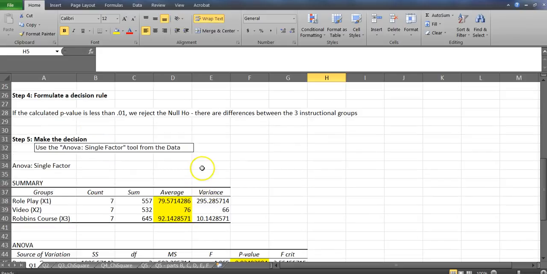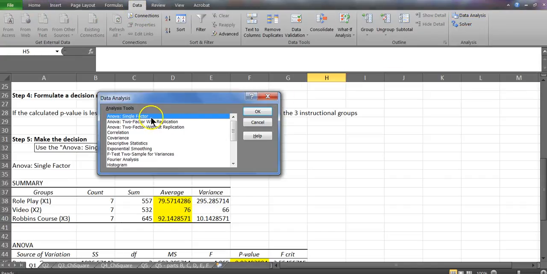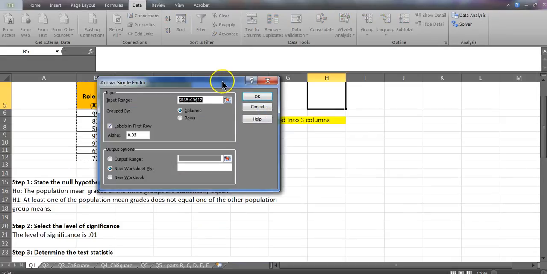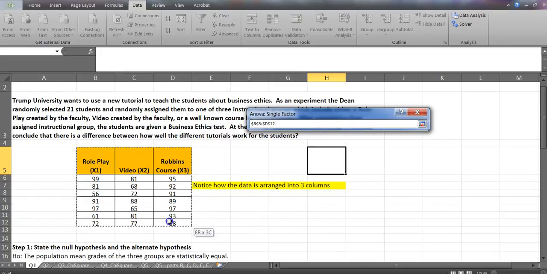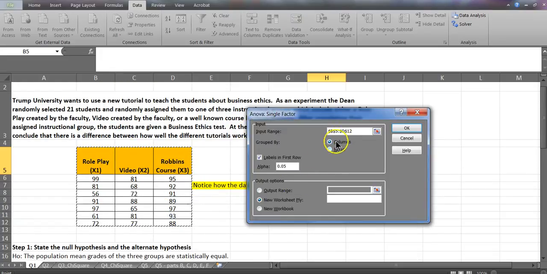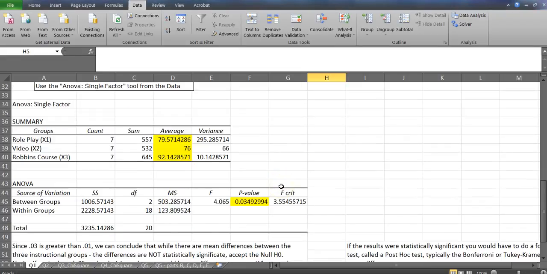To do this in Excel, we go to our handy dandy Data Analysis ToolPak under the Data ribbon. Go over to the right, Data Analysis. We find our ANOVA: Single Factor and click OK. Now it asks us where our data is, so we select the 3 columns of data. It's arranged by columns, and we have labels in the first row. Then we click OK, and you will get output that looks like this.